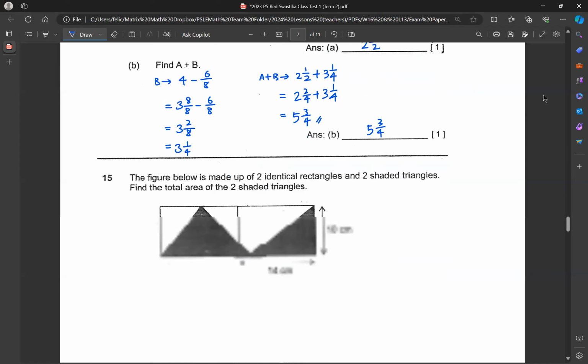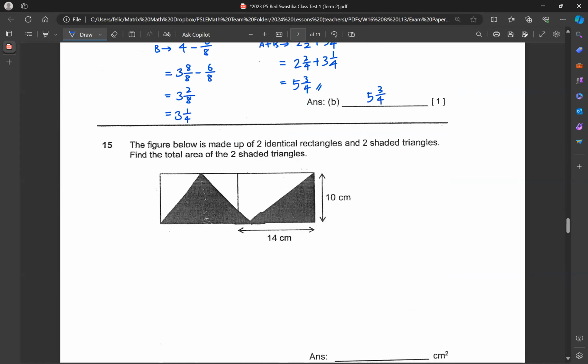Okay, let's go on. Question 15. There are 2 identical rectangles and 2 shaded triangles. This one will be a bit challenging. Find the total area of the 2 shaded triangles. Why do I say this question is a bit challenging? Because looking at how the triangles are arranged on the rectangles, you notice it's a bit unusual.